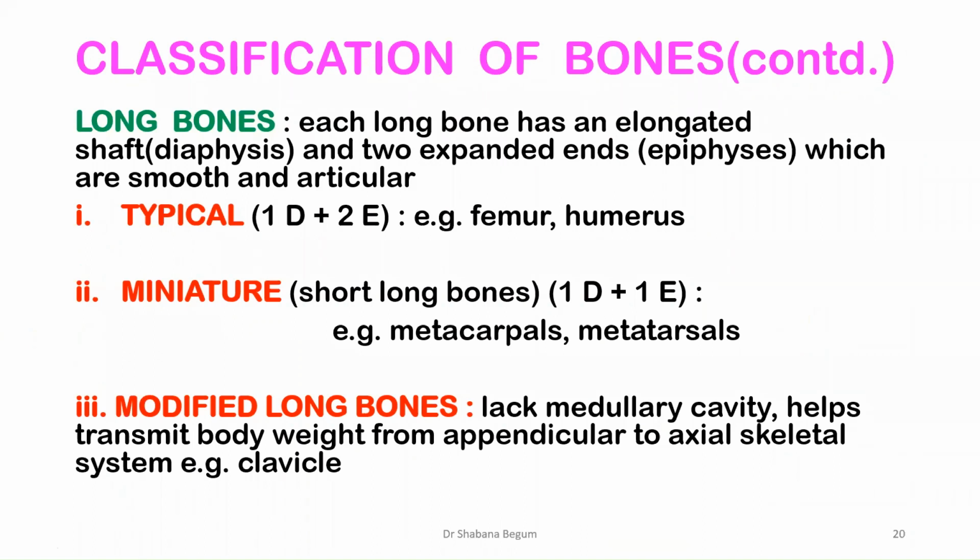The clavicle is an example of a modified long bone. It is devoid of medullary cavity, it ossifies mostly in membrane, but it is said to be a long bone. Why? Because it helps in weight bearing. That is, it helps in the transmission of weight from the upper limb to the axial skeleton. Therefore, for similar reasons, the body of the vertebra is also a modified long bone.